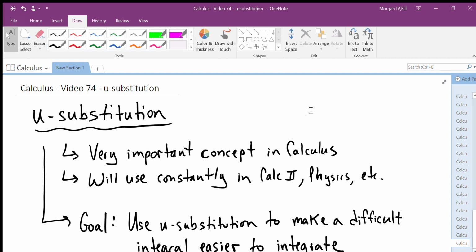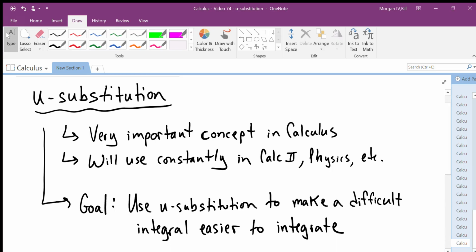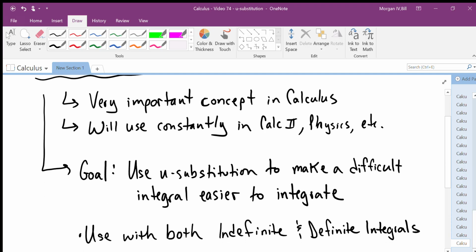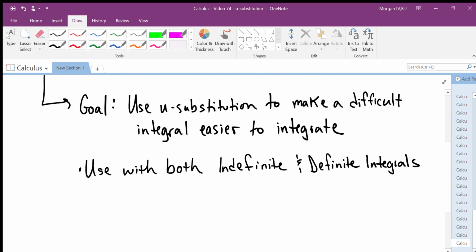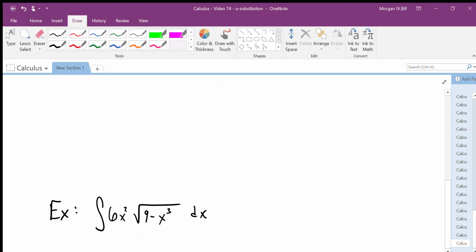The goal here is to use U substitution to make a difficult integral easier to integrate. We're going to take something that looks kind of complex, and by letting U equal a portion of whatever we're trying to integrate, turn it into something that we know how to integrate. You can use U substitution with both indefinite integrals or antiderivatives, or definite integrals with bounds. So it works for either one. And we'll get an example that looks something like this.